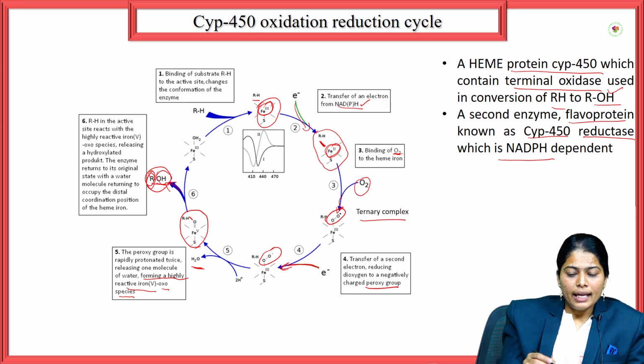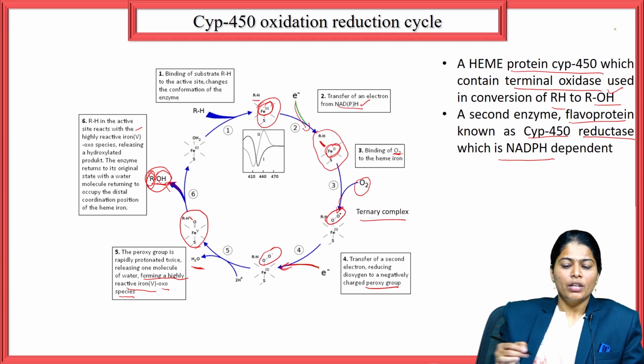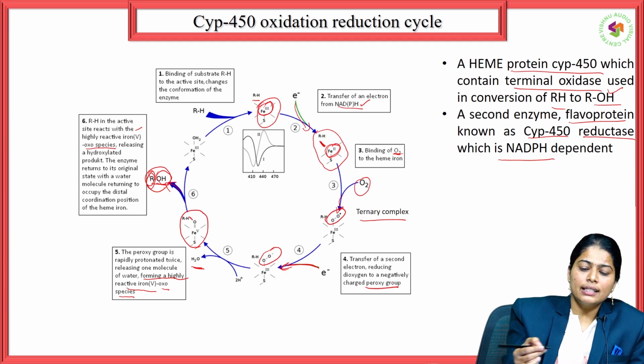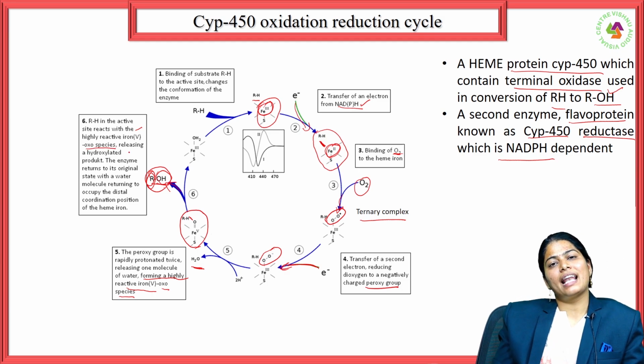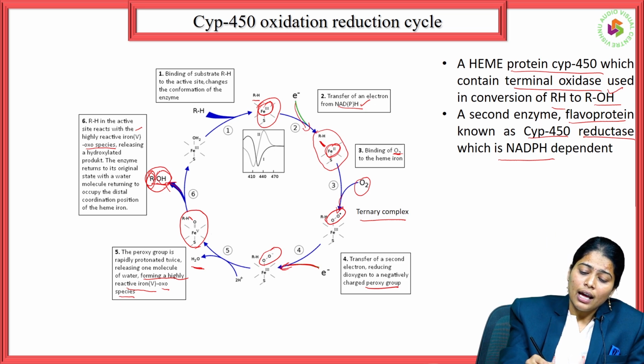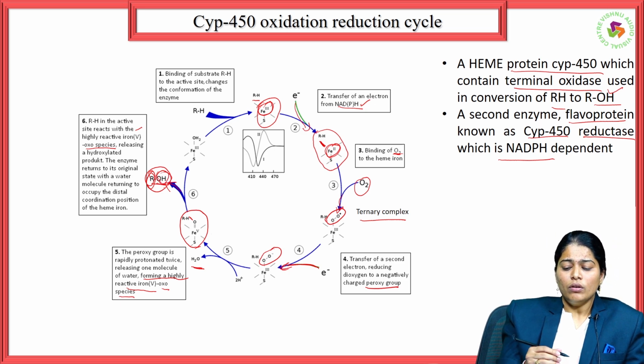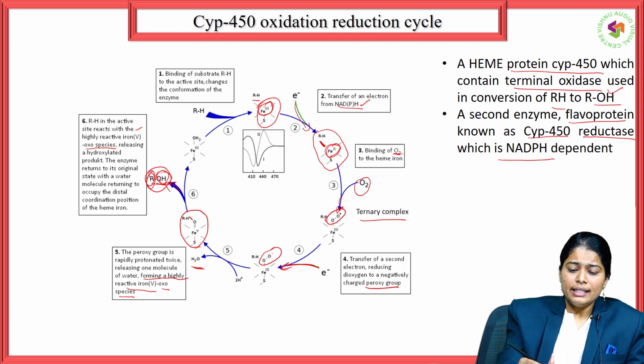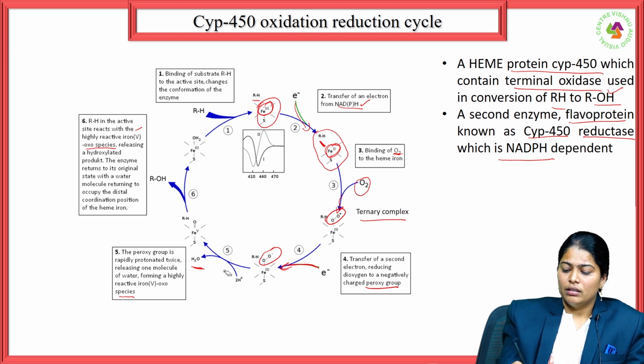See, the RH in the active site reacts with the highly reactive iron, which is nothing but oxo species, and releases a hydroxylated product. So here what is the hydroxy group? OH is the hydroxy group. So it releases the hydroxylated product. The enzyme returns to its original state.